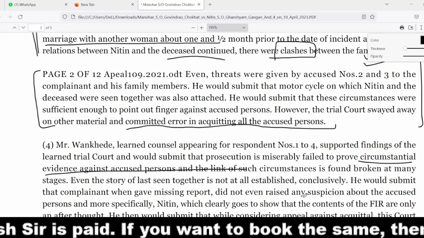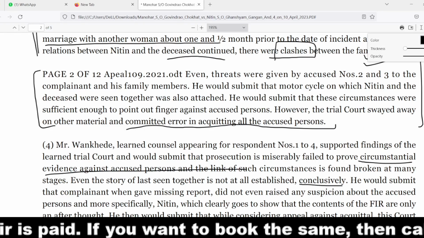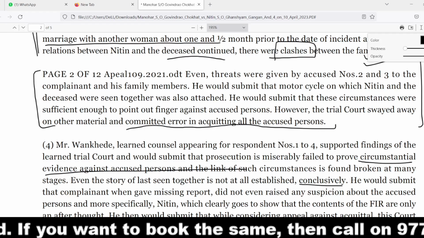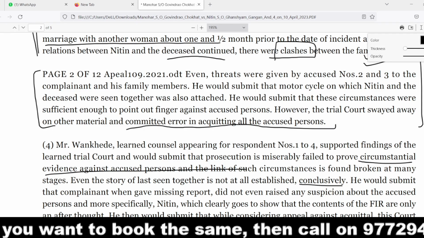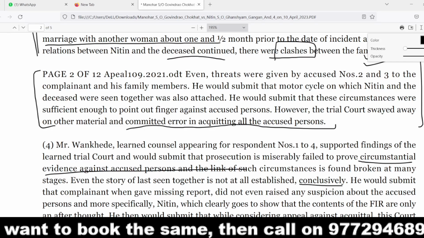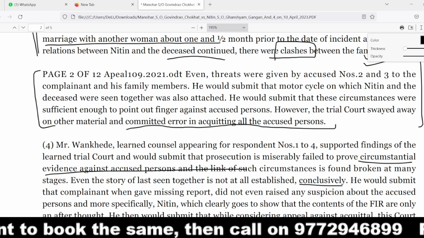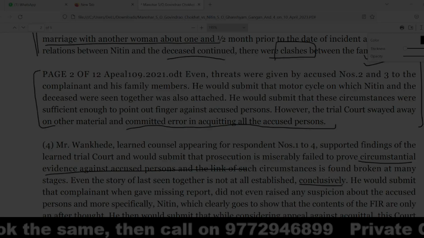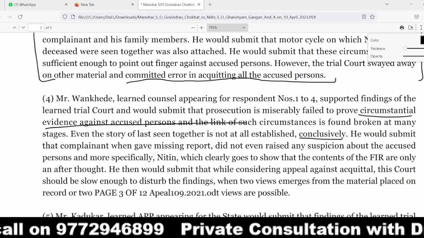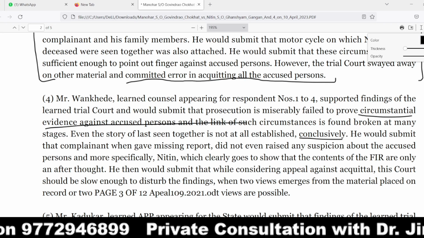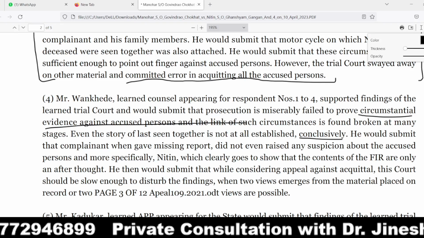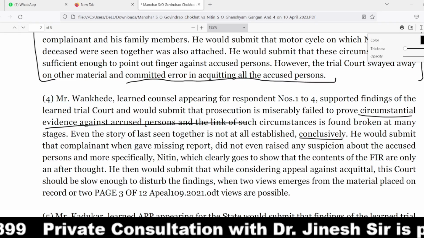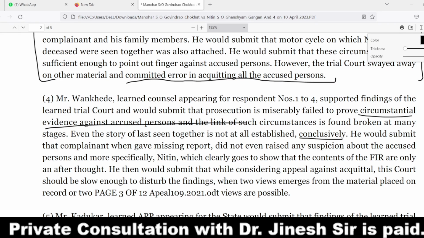That is very important. And he submitted that the complainant, when giving the missing report, did not even raise any suspicion about the accused person, more specifically Nitin, which clearly goes to show that the contents of the FIR are only an afterthought version. This court should have enough reason to disturb the finding of the acquittal and should show indulgence for interference. If two views are possible, the view in favor of the accused should be adopted.